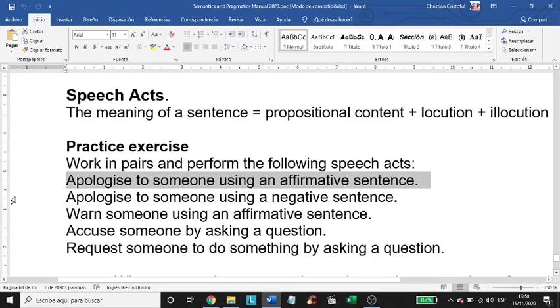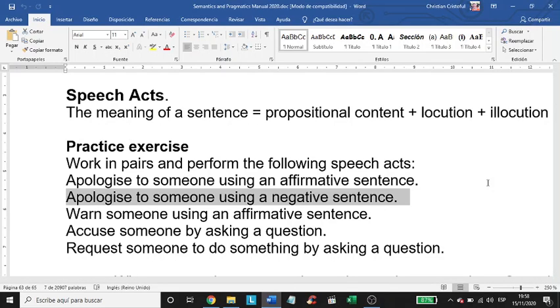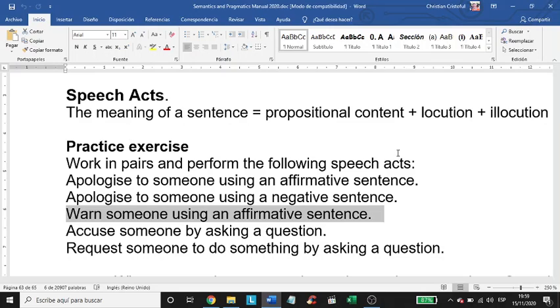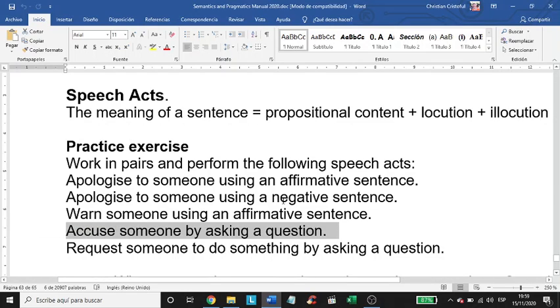Now, apologize to someone using a negative sentence. 3 seconds again. One, two. I didn't mean to hurt you. Yeah. It wasn't my intention. See, that's an apology. Warn someone using an affirmative sentence. That wall is dangerous. Okay, that chair is dangerous. You can fall.